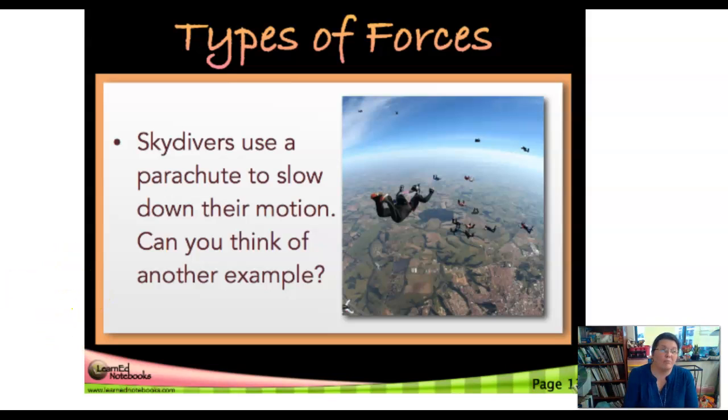Another example might be, let's see, a kite in the air. That is air resistance holding it up.